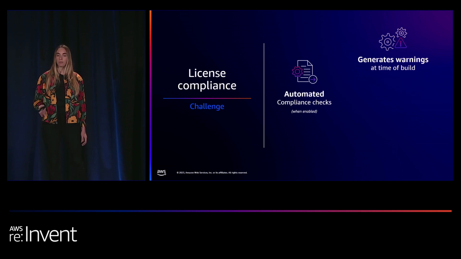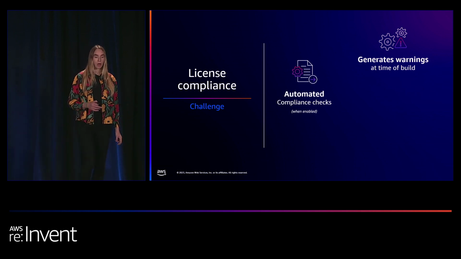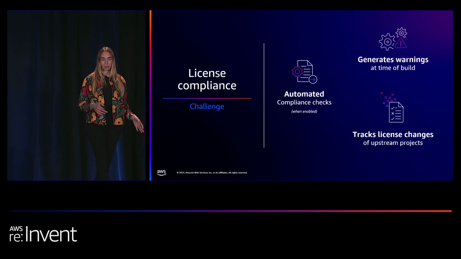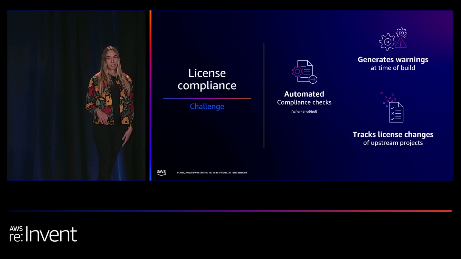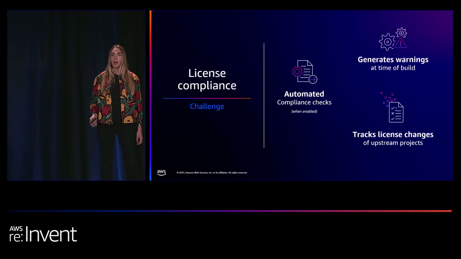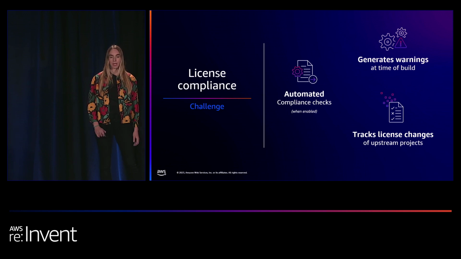And the list of licenses that are found and used are kept in the build directory. So it's really nice. It can track changes to license text of upstream projects as well. So you have all of this nicely formatted in reporting for you. And it's, again, automated if you enable it.